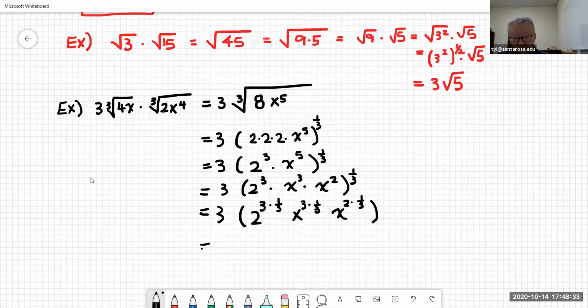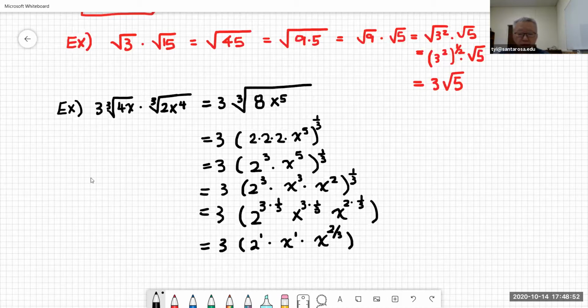So what we got here is that 3 times 1/3, you get 1. So 2 to the 1. Same thing over here, x to the 1. Then I have x to the 2/3.